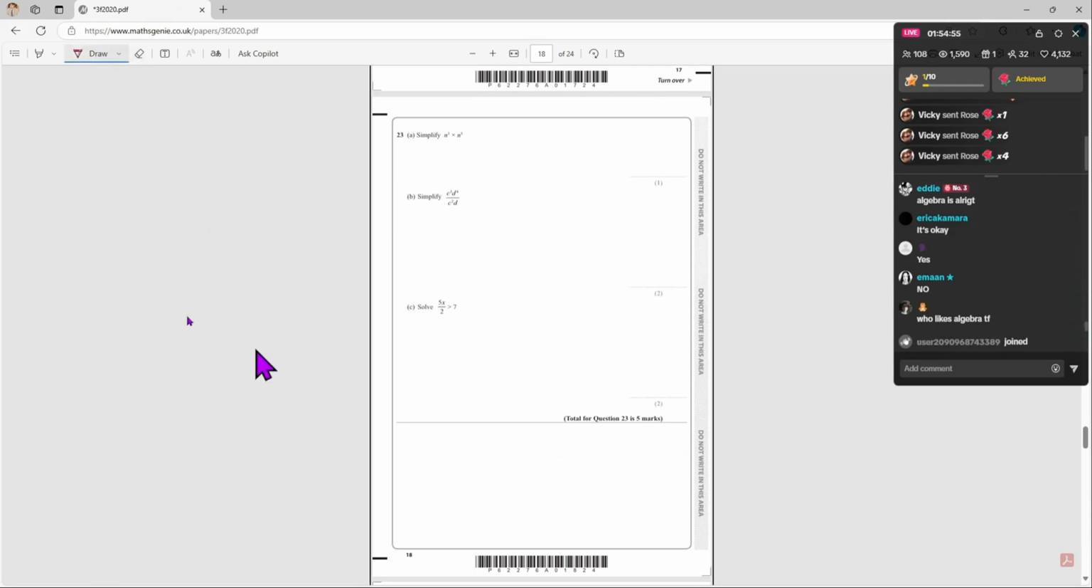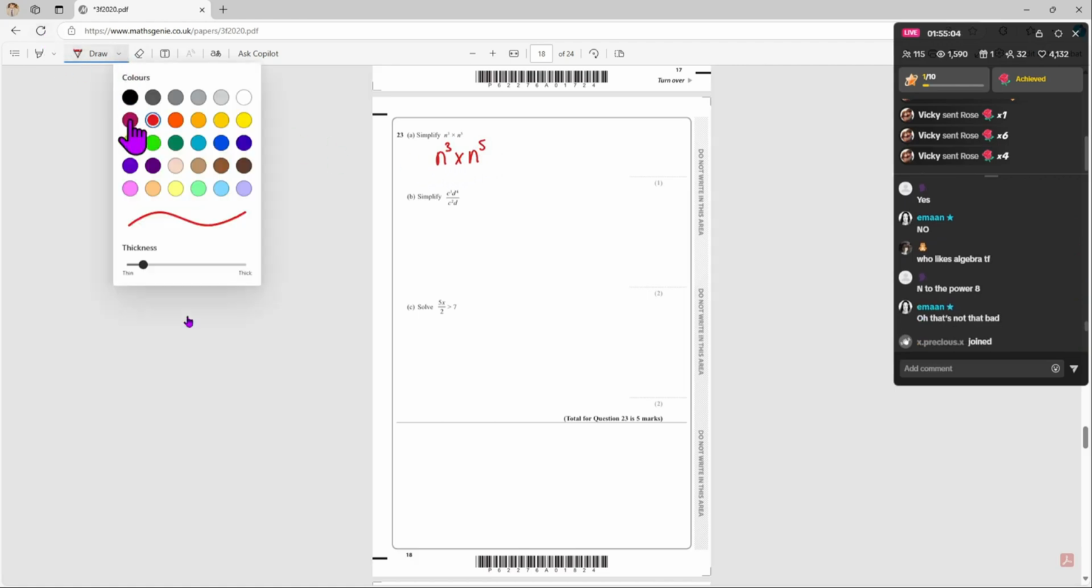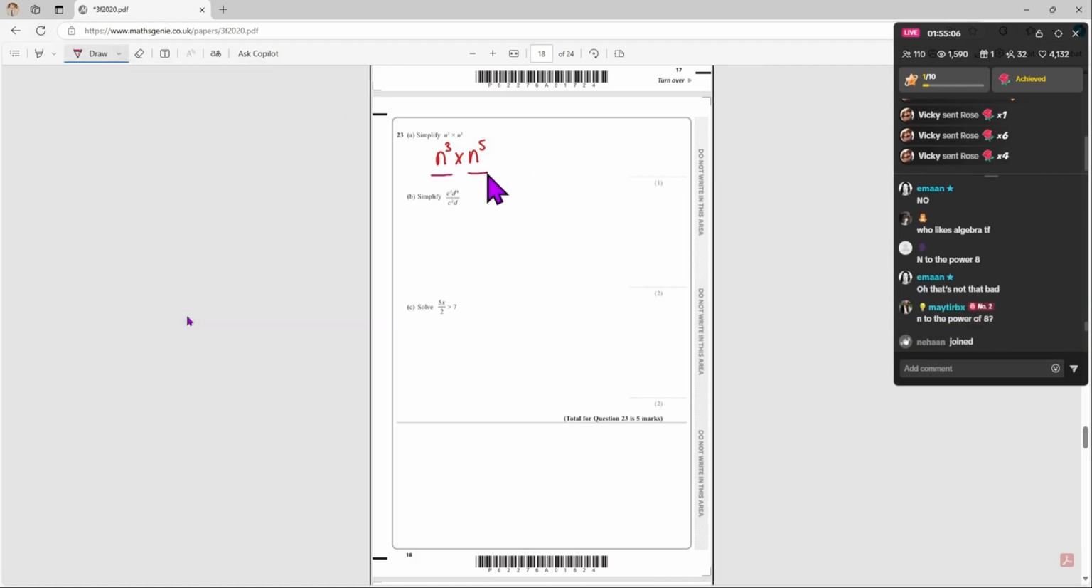We have to simplify n to the power of 3 times n to the power of 5. When we have the same base and you're multiplying powers, you add those two powers together to get n to the power of 8. Pretty simple. Okay?